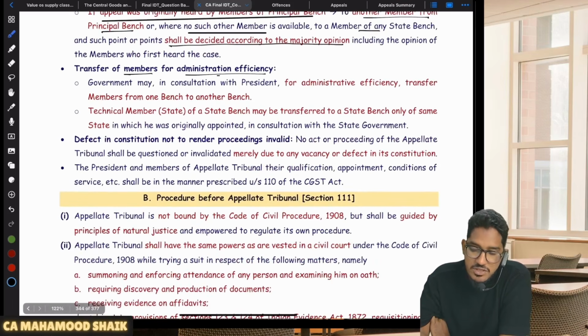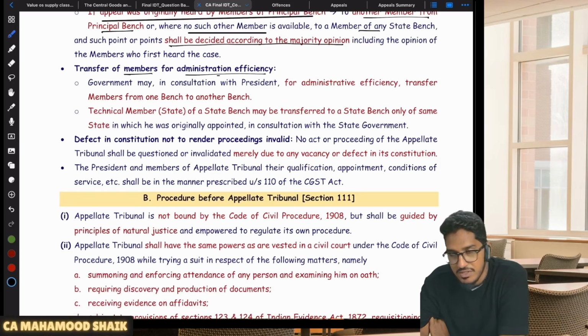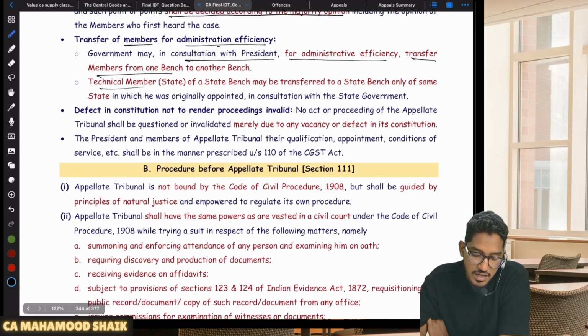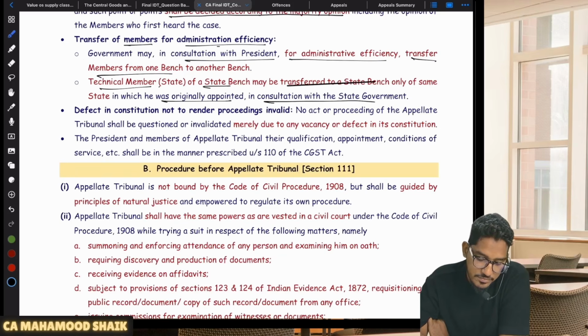Transfer of members for administrative efficiency. Members can be transferred from state to central, state to principal, principal to state. That also they can do. The government may, in consultation with the president, for administrative efficiency, transfer members from one bench to another. Technical members of a state bench may be transferred to a state bench only of the same state. Within the same state only can they be transferred, in which they were originally appointed in consultation with the state government.